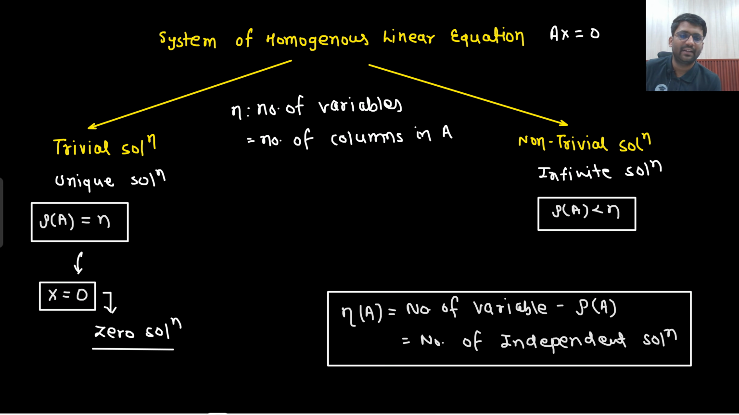And if that is what I am getting, then I know the unique solution has to be the zero vector only. That means all the variables will have zero value: X1, X2, X3, X4, X5 all zero. And if there are infinite solutions, that means rank of A will be less than the number of variables. And what will nullity represent? Nullity will represent the number of free variables, or the number of independent solutions, and that equals the number of variables minus rank of A. And the number of variables is always equal to the number of columns in matrix A.